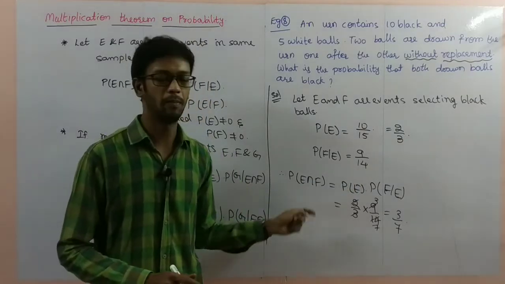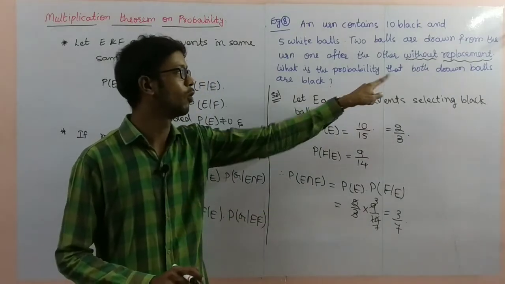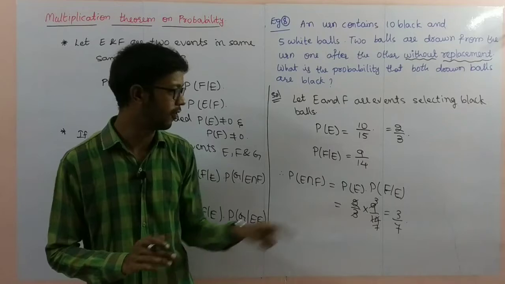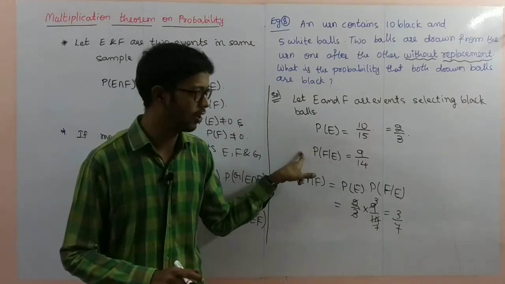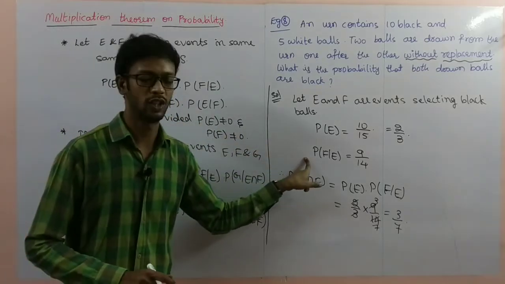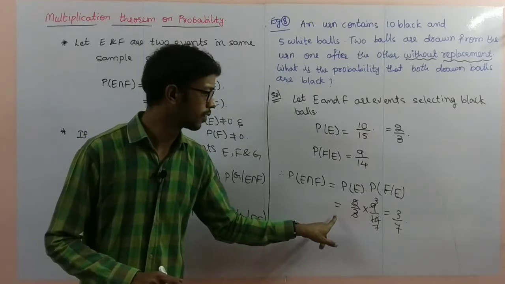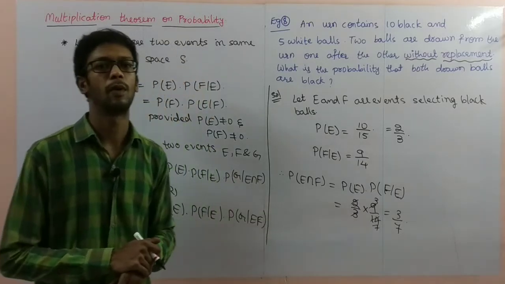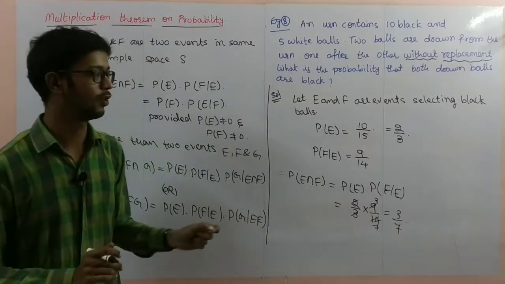Why are we using the multiplication theorem here? They are asking for both drawn balls to be black: first one black, second one black. We are making a combination, so we use the multiplication theorem and just substitute. So 3 by 7 is the probability that both balls are black. Pause the video to note it down.